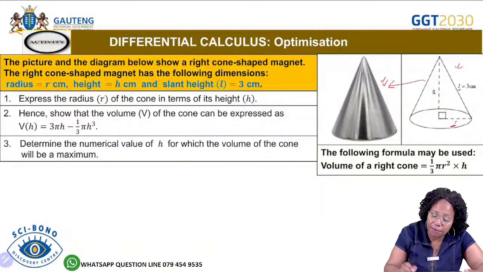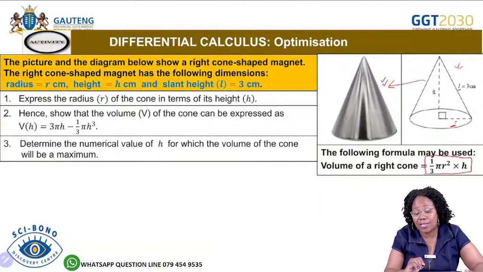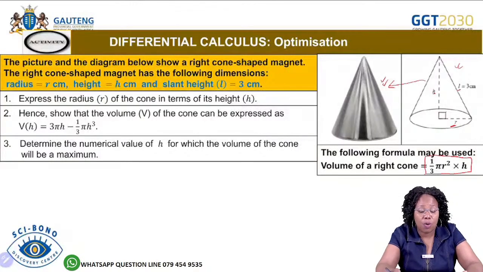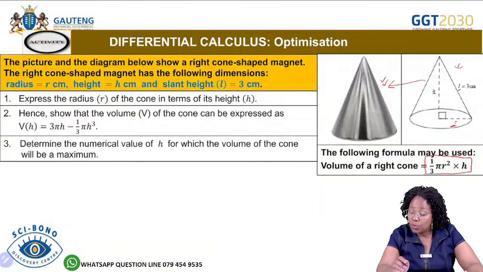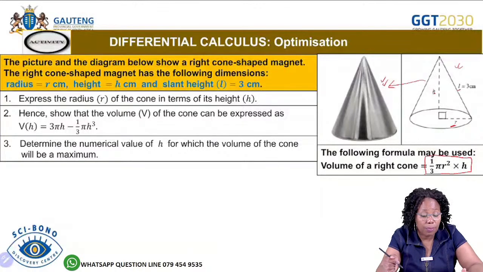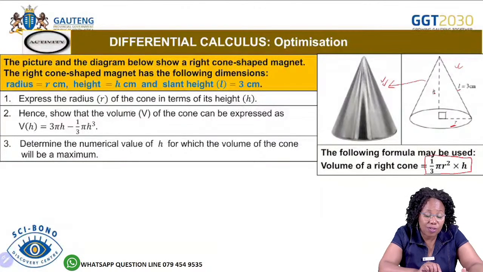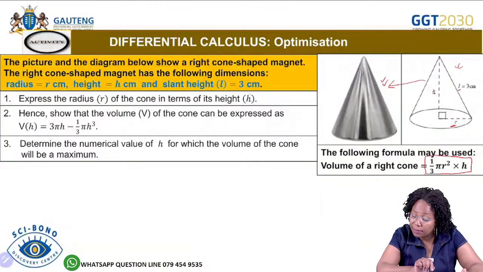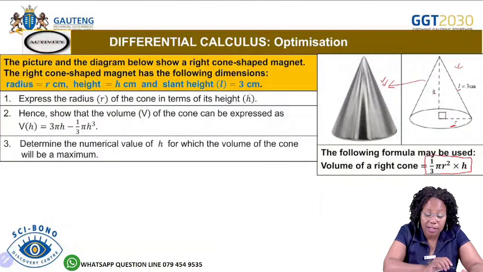We are given the formula. The following formula may be used. We are given the volume of a right cone is 1/3 pi R squared times H. That is the volume of that particular cone. Then we are going to use that formula in order to be able to express the radius of the cone in terms of its height. Okay, right, let's start now.